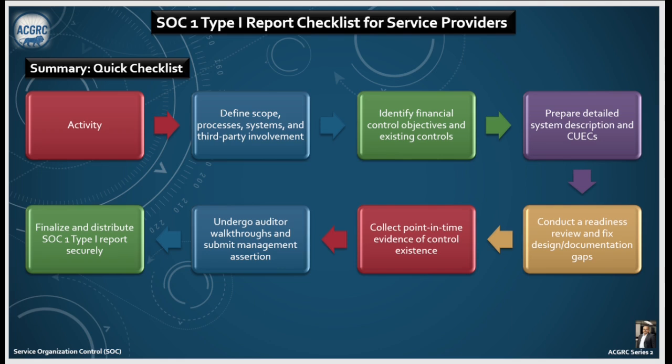Then collect point-in-time evidence of control existence. Next, undergo the auditor's walkthrough and submit management assertions. Finalize and distribute the SOC 1 Type 1 report securely. So that's the workflow for a SOC 1 Type 1 report for a service provider. Hope this checklist helps you in your planning in some way.